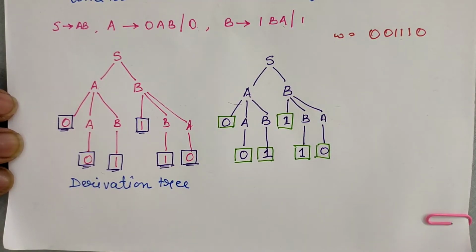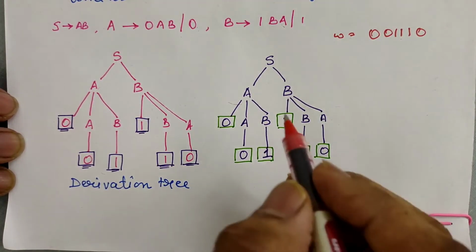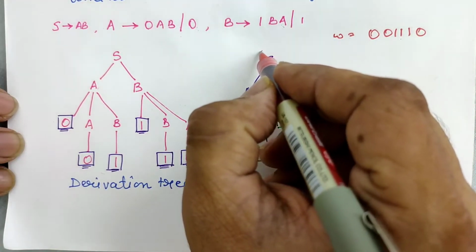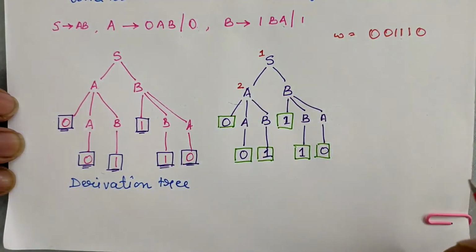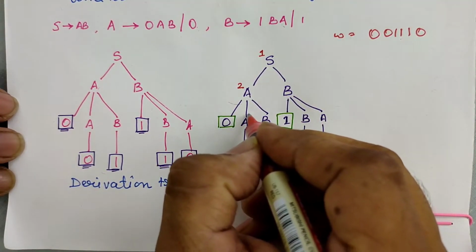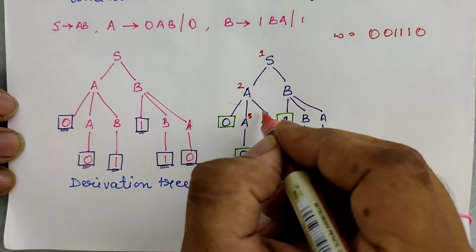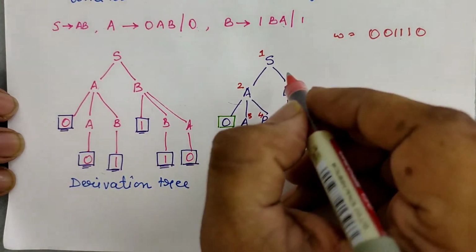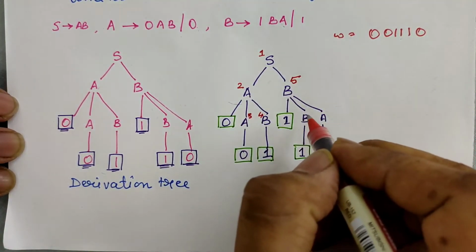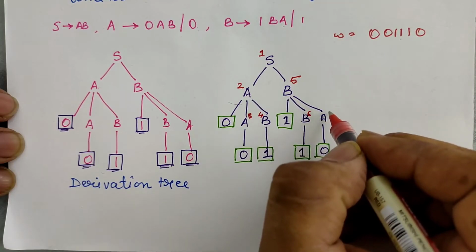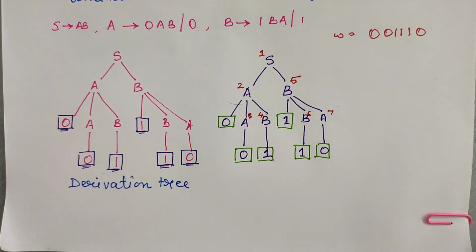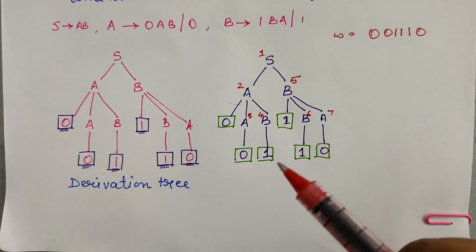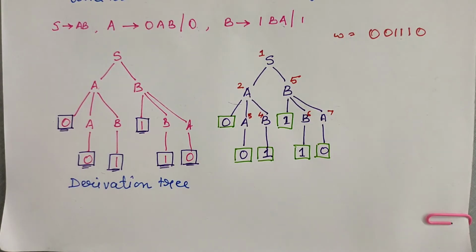The order in which the nodes are explored is: this is explored first, then this is 2, this is 3, this is 4, then 5, 6 and 7. This is the order in which the tree was built, and this is the leftmost derivation. Now let us look at the rightmost derivation.